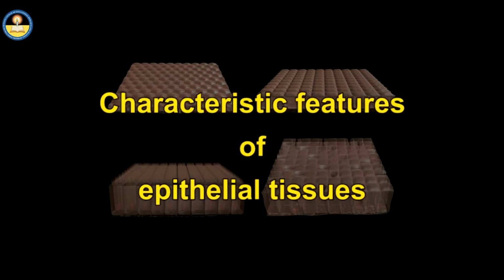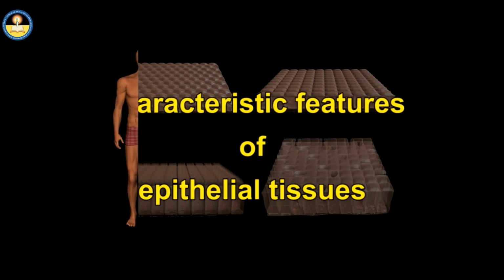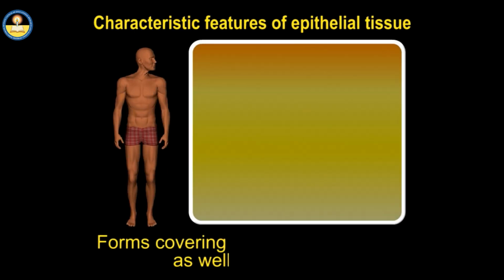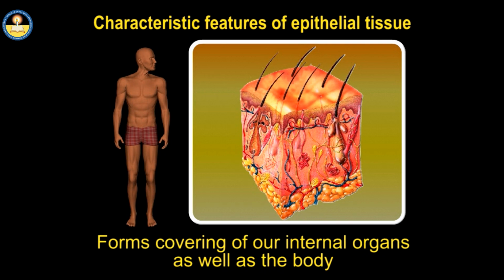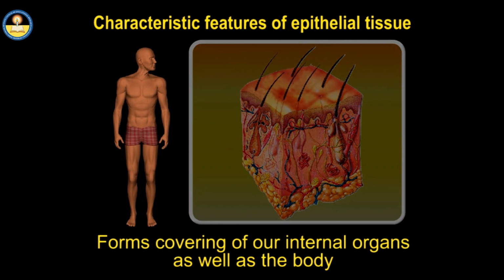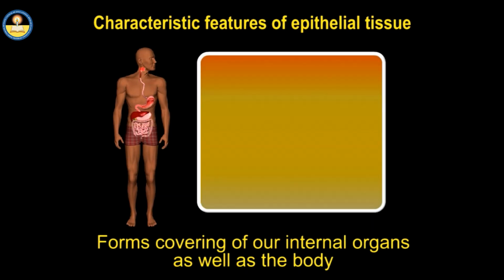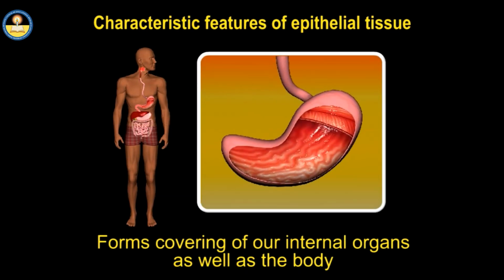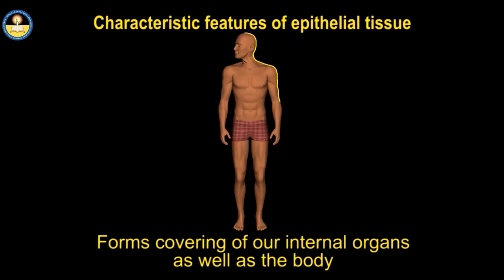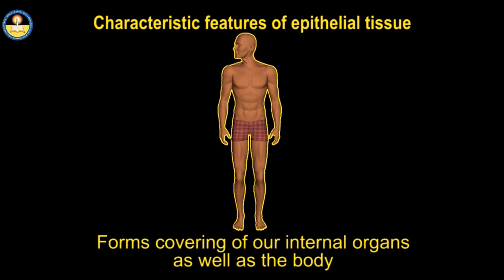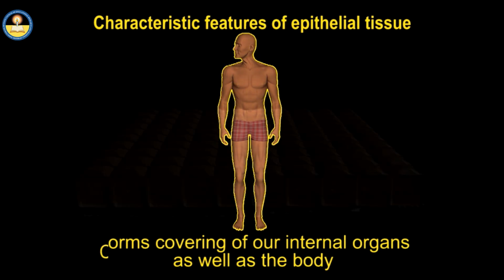Characteristic features of epithelial tissues. The tissue provides a covering to our body by forming the upper layer of the skin. It also forms the covering of our internal organs, meaning it lines the cavities formed by the internal organs. Primarily, this tissue serves as a protective covering on body surfaces.